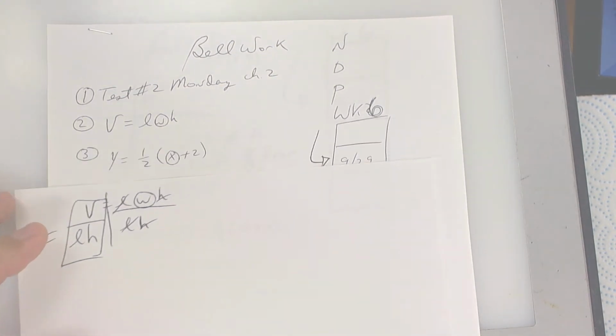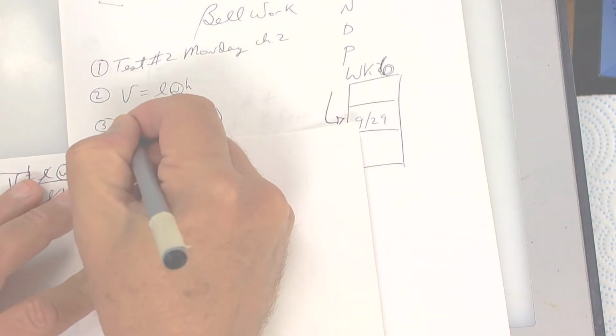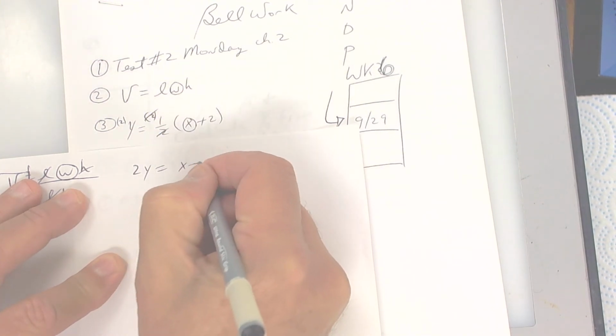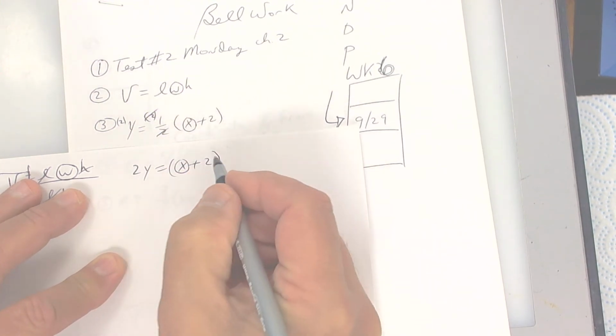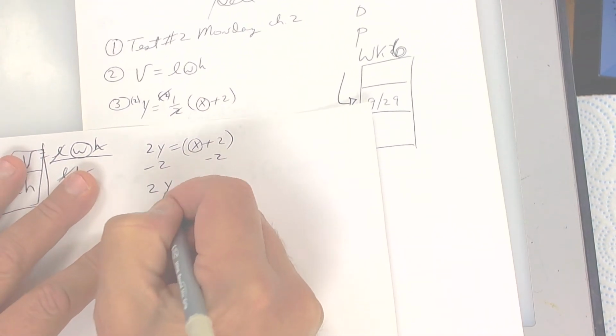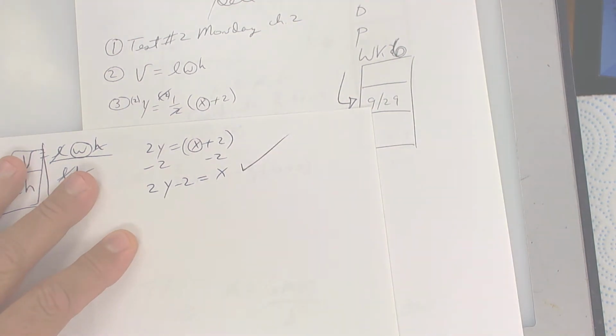Okay. The next one, they want X. So the first thing I would do is multiply by 2 to get rid of that fraction. So I get 2y is equal to X plus 2. And then you can drop your parentheses and subtract 2. So it's going to be 2y minus 2 is equal to X.